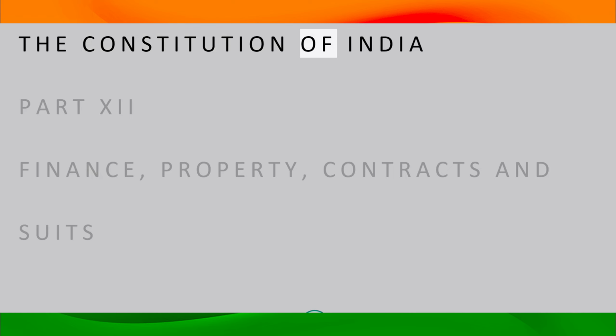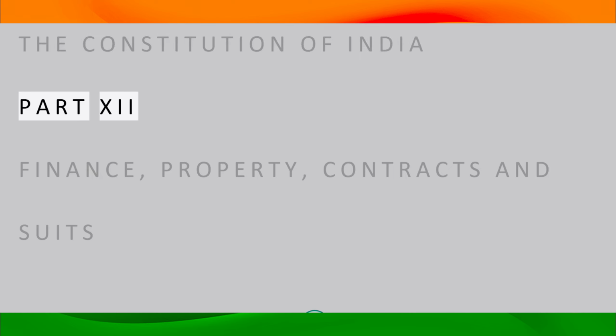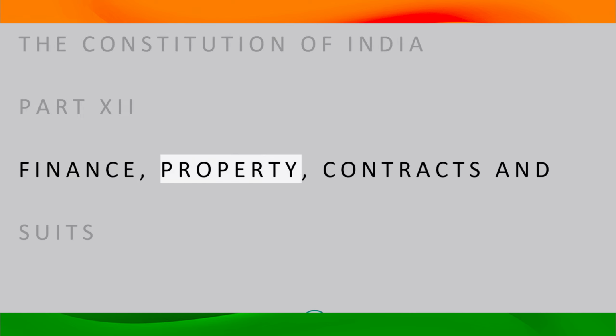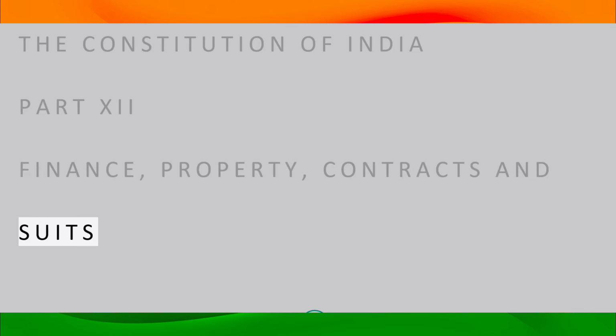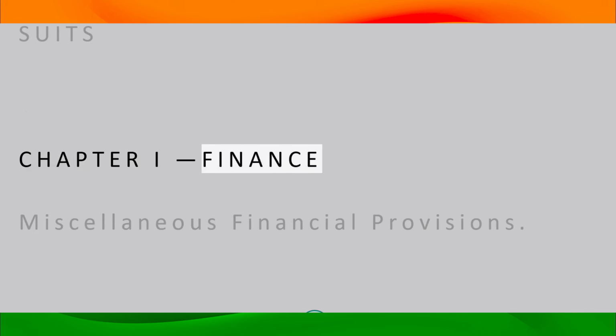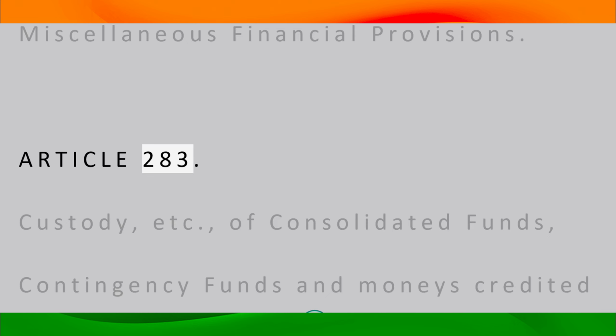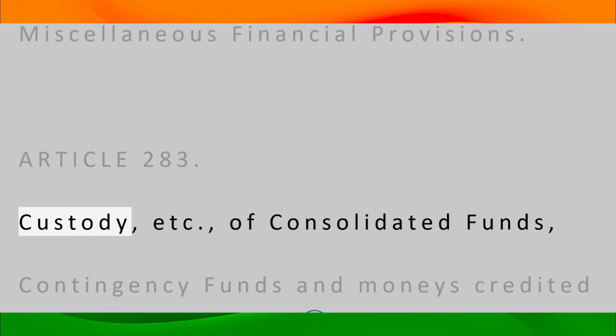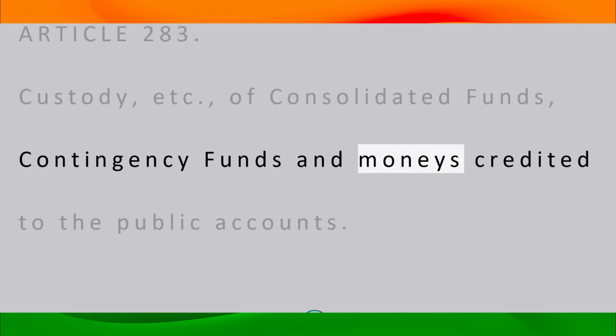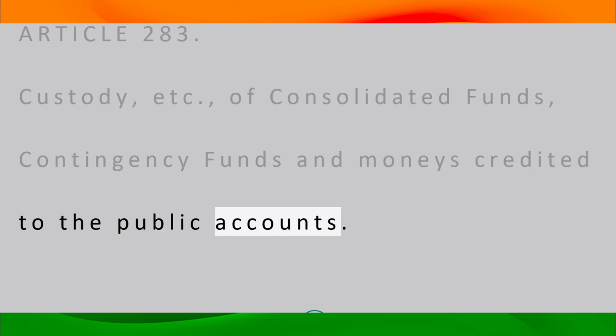The Constitution of India. Part 12. Finance, Property, Contracts and Suits. Chapter 1. Finance. Miscellaneous Financial Provisions. Article 283. Custody, etc., of consolidated funds, contingency funds and monies credited to the public accounts.